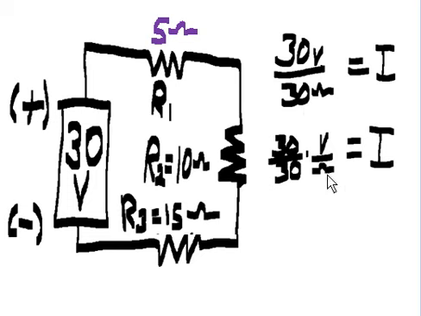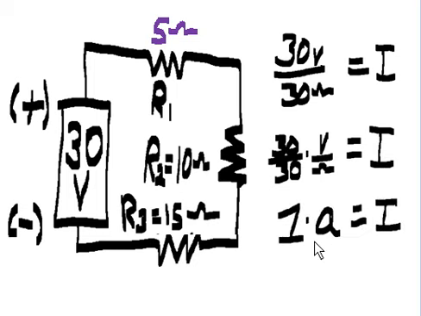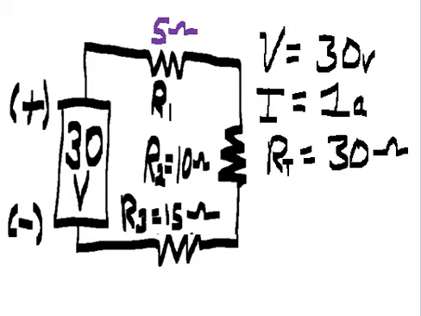volts over ohms equals I. 30 over 30 is 1, volts over ohms is amps, and I've got 1 times A equals I, or 1 amp equals I. So voltage equals 30 volts, I equals 1 amp, and R total equals 30 ohms.